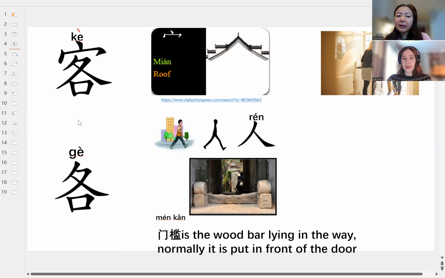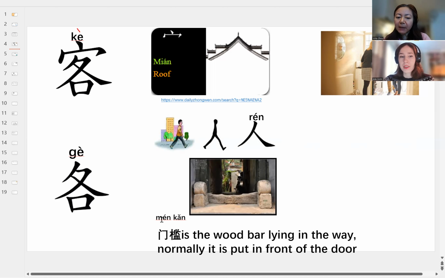对的, and then we take a look here. Under the roof, if we not separate them, this whole thing is ge. It means everyone, every, each. So ge here is for the pronunciation part, and the roof there, and this ren is for the meaning.